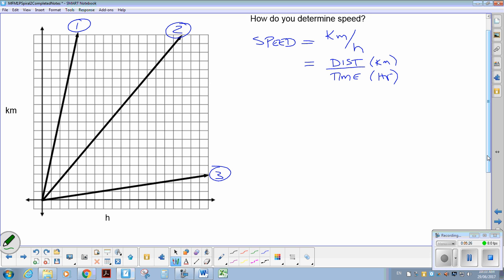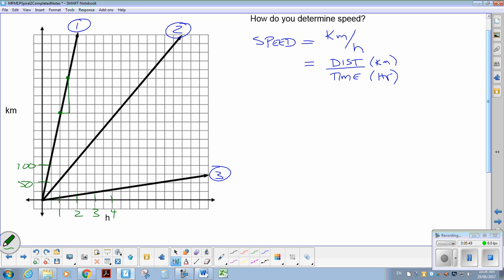So I'm going to create a triangle. I'm going to pick this point, and I'm going to pick this point. So here we go. So let's assume every 2 spaces is 1 hour. How about we do that? And then we'll go every 2 blocks is 50, so every block is 25.